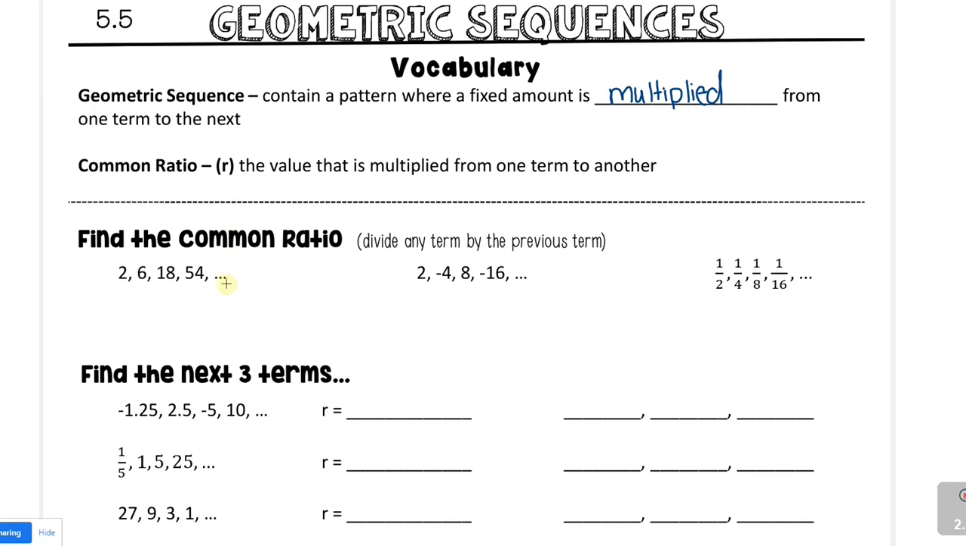So let's find the common ratios here. We are going from 2 to 6. You can think about it as dividing the two terms to find the number, or you can think about it as 2 times what gives you 6. That's 3. And that works here also: 6 times 3 is 18, and 18 times 3 is 54. So our common ratio is 3.